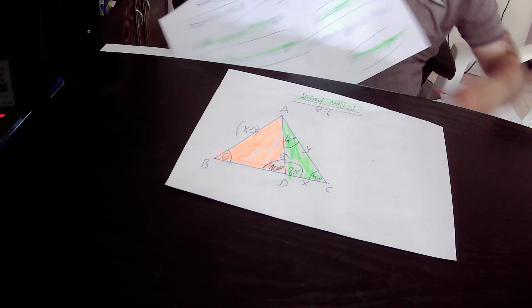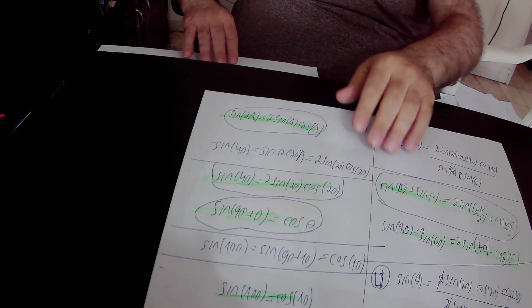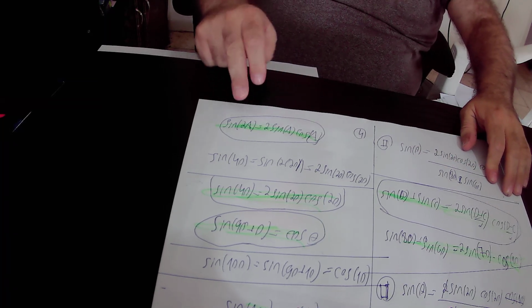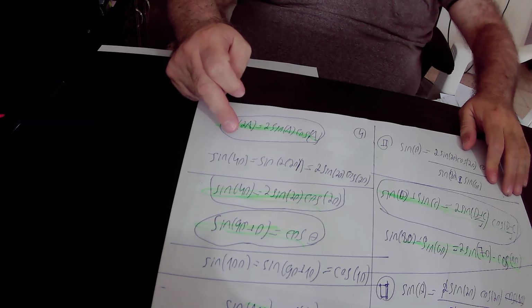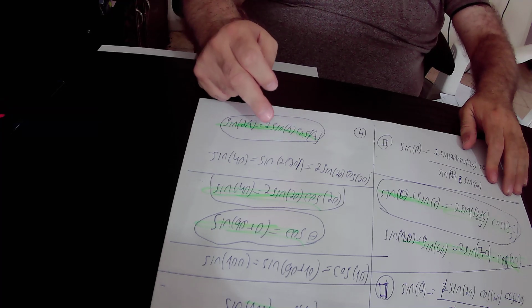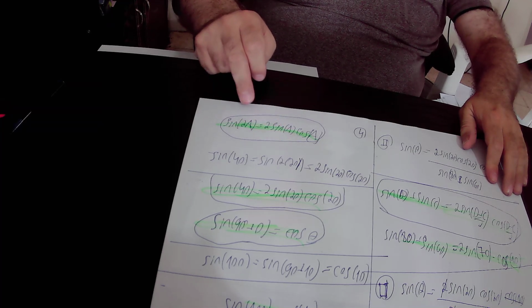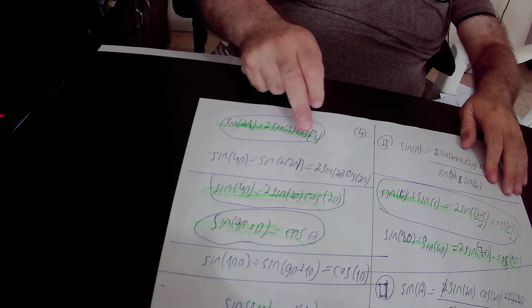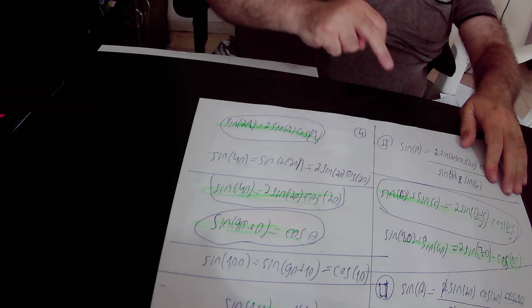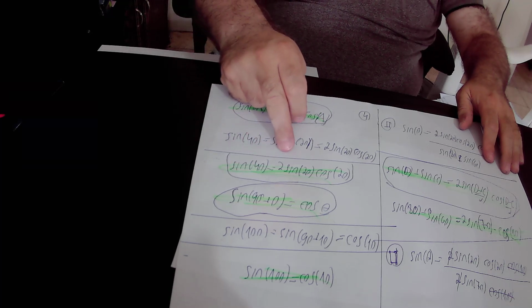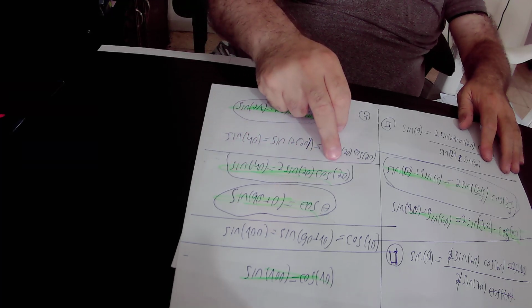Then I presented to you the first trigonometric identity, that sine 2a equals 2 sine a cosine a. We use this trigonometric identity for sine 40 degrees, which is in equation number 2. Sine 40 degrees equals sine 2 times 20 degrees. And sine 2 times 20 degrees, according to this identity, that sine 2a equals 2 sine a cosine a, will be equal to 2 times sine 20 degrees times cosine 20 degrees. So, in conclusion, we found that sine 40 degrees equals 2 times sine 20 degrees times cosine 20 degrees.